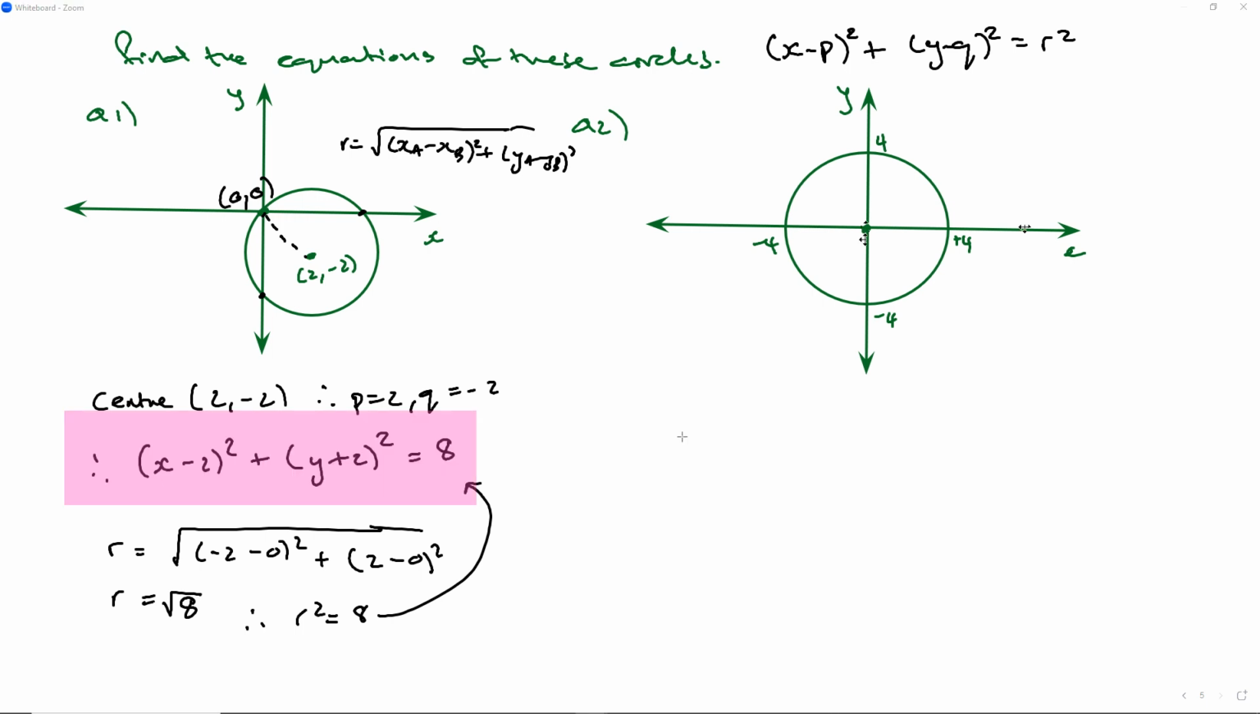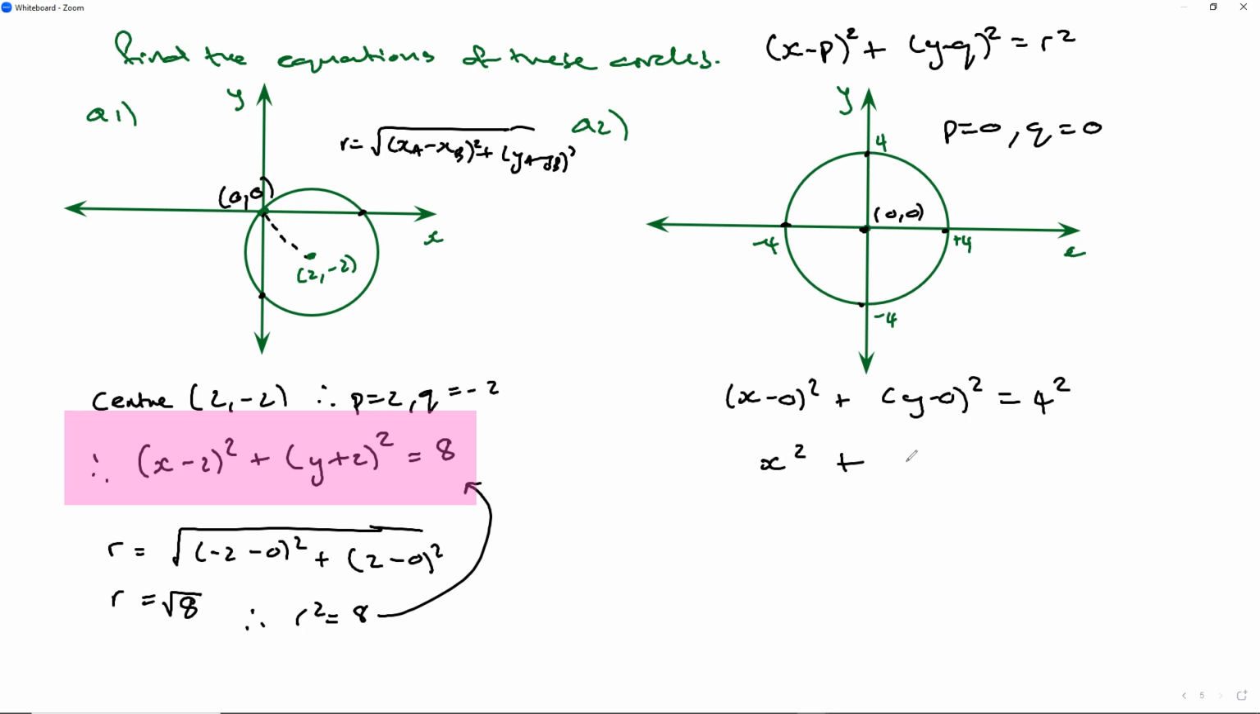So for this one here, it's pretty simple, right? It's quite straightforward because we can see that this is going around the center (0, 0), because the radius, that's 4, that's 4, that's 4, which forces this to be the center. And therefore, if p is equal to 0 and q is equal to 0, then we have (x - 0)² + (y - 0)² = r². And the radius is actually just 4. I might as well just include that as well, 4 squared there.